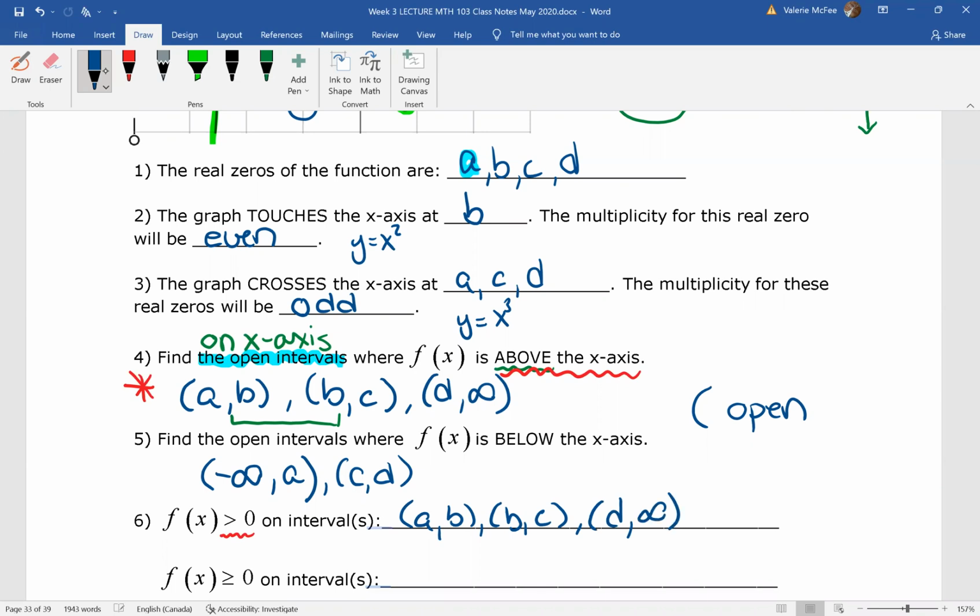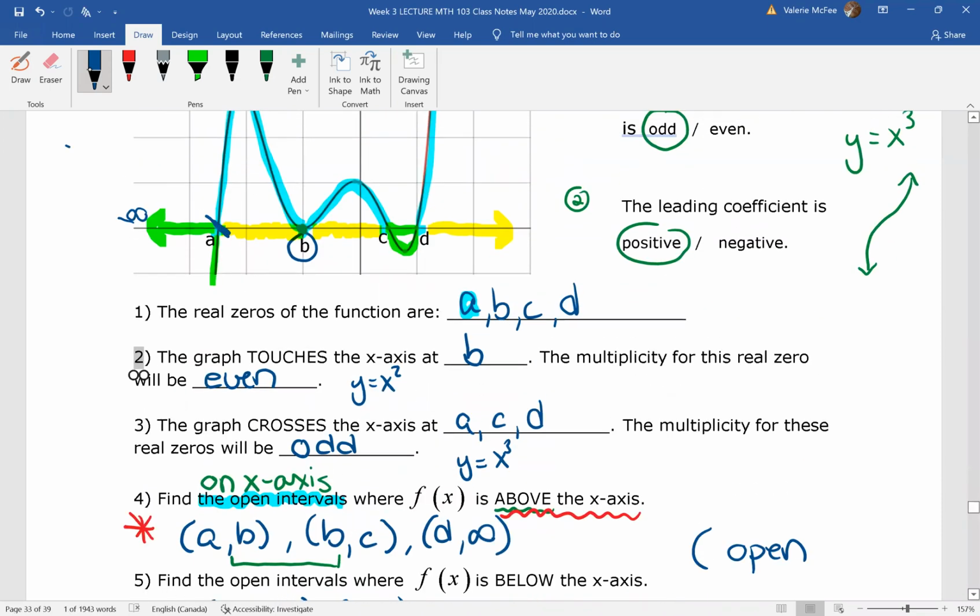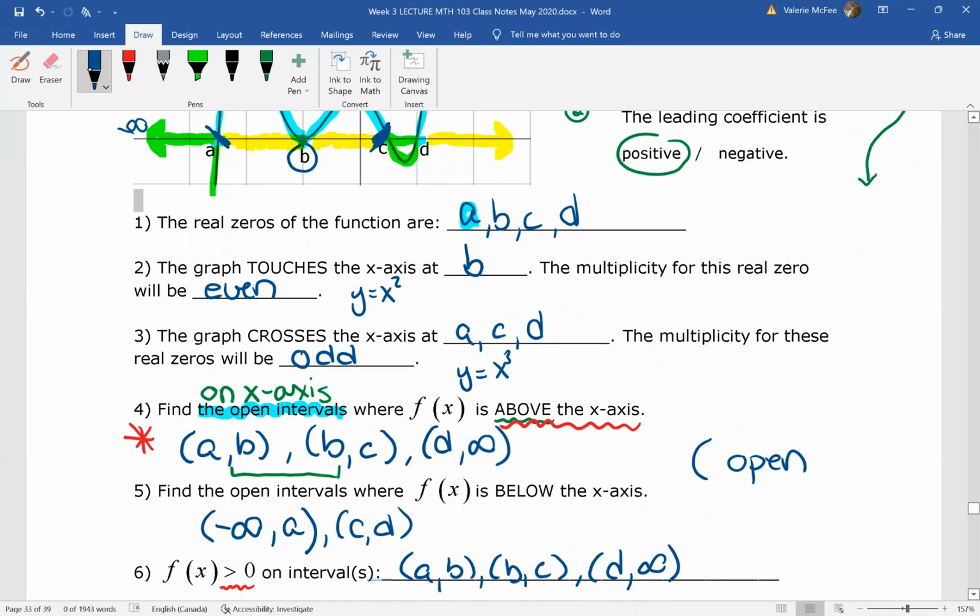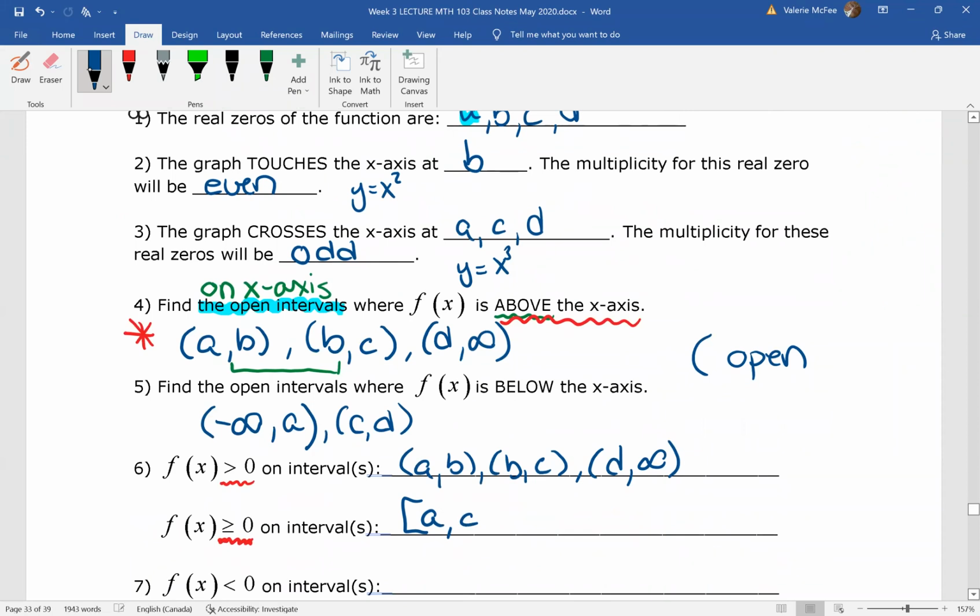Do you notice how the next question is a little bit different? Where is it greater than or equal to 0? Well, it's equal to 0 at A, so I'm going to use the closed bracket. It's equal at B, so I don't have to stop there. In fact, all the way from A to C included, it's greater than or equal to 0. And then at D, also equal to 0, continuing to infinity.